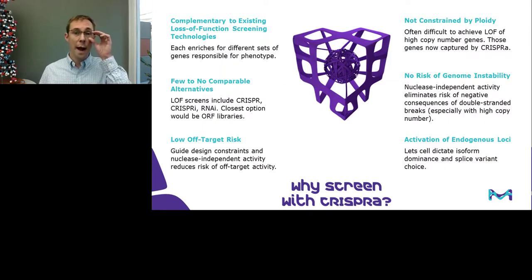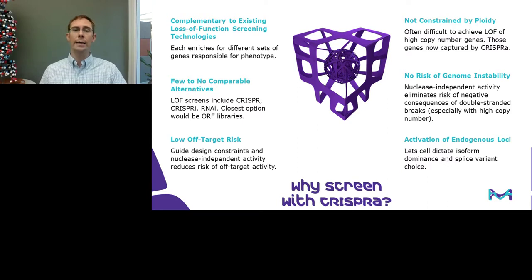So why add CRISPR activators and CRISPR screening then to your toolbox? CRISPR-A is complementary to existing loss-of-function technologies, as each of these enriches for different sets of genes responsible for the same phenotype. Unlike loss-of-function technologies, CRISPR-A is fairly unique for gain-of-function screening. And because it's nuclease independent and the design rules are fairly strict, the risk of off-targeting effects are substantially lower with CRISPR-A.